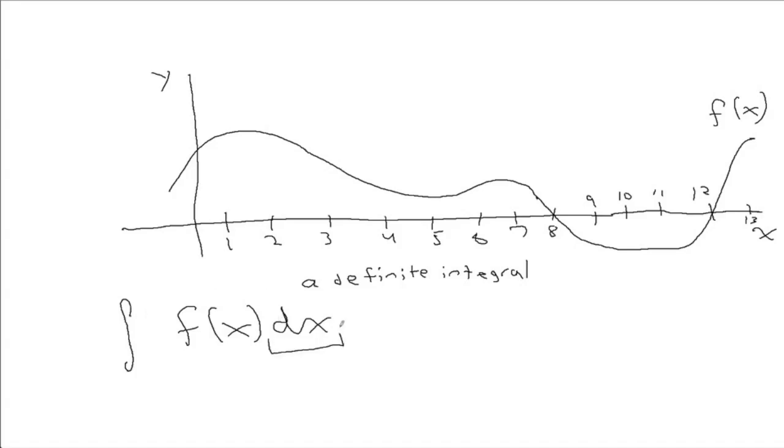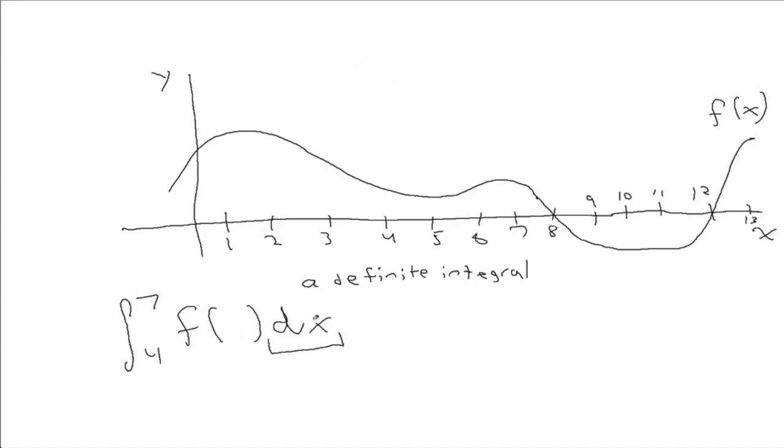What's the significance of this? Well, this just tells us the variable that we're taking the integral with respect to. We could read this as the definite integral of f of x with respect to x. It's similar to the role this played in the derivative notation. Basically, it tells us what the variable should be on the horizontal axis.